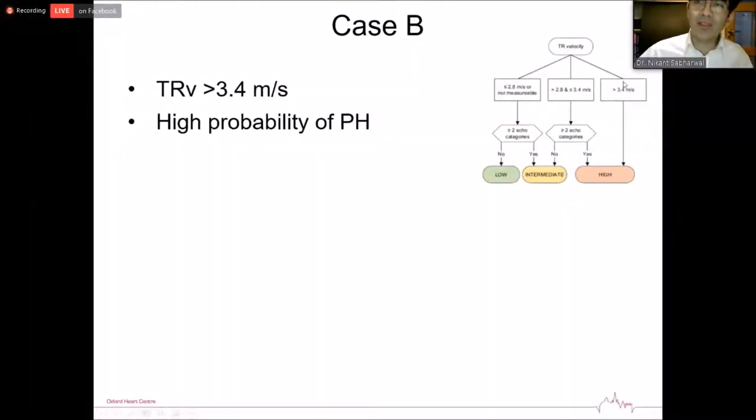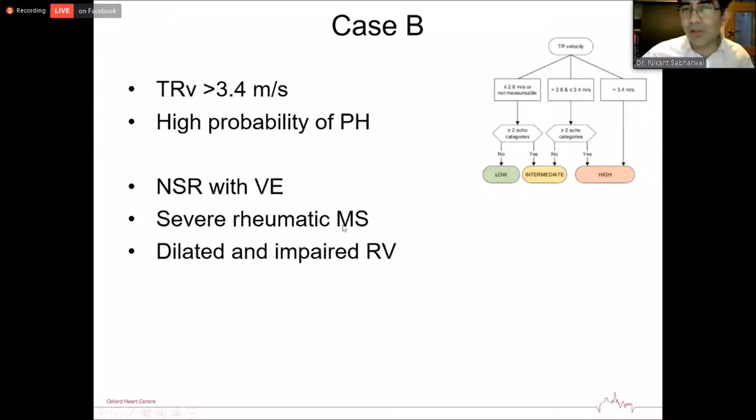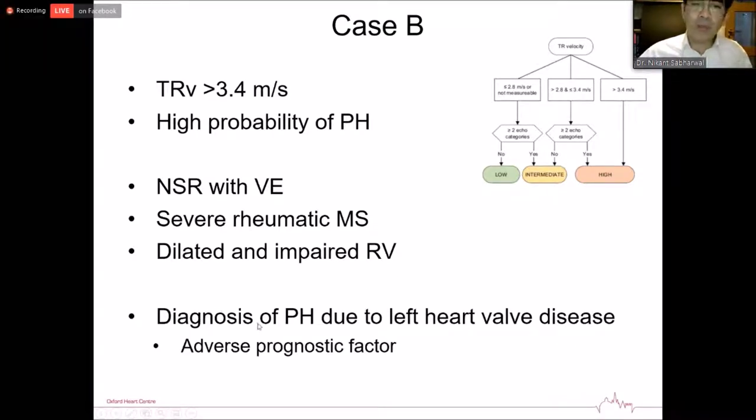The TR velocity, definitely more than 3.4 meters per second, was straight down this arm of the pathway, high probability of PH. And in this patient, we know they've got severe rheumatic mitral stenosis, as well as a dilated and impaired RV. It's this dilated impaired RV, which you know is an adverse prognostic sign. So again, this is another patient who's got a PH diagnosis, it's a high probability, that's clear, and this is due to left heart valve disease. And given the impaired and dilated RV, we know straight away that's an adverse prognostic factor, and this patient needs to move on to urgent mitral valve surgery. So hopefully these two cases are very straightforward.